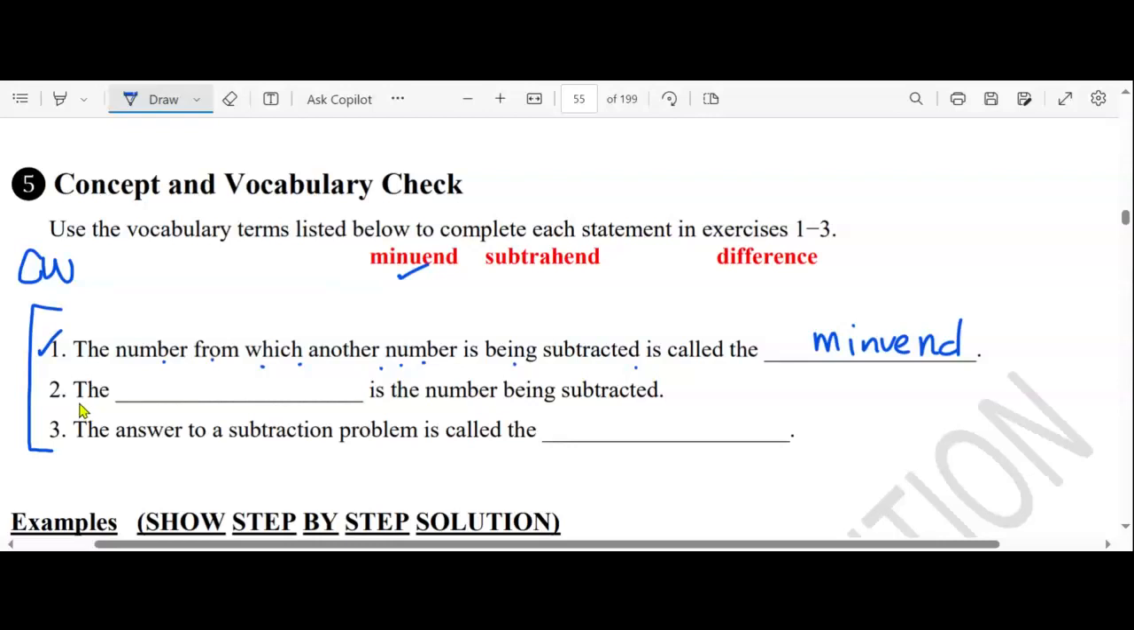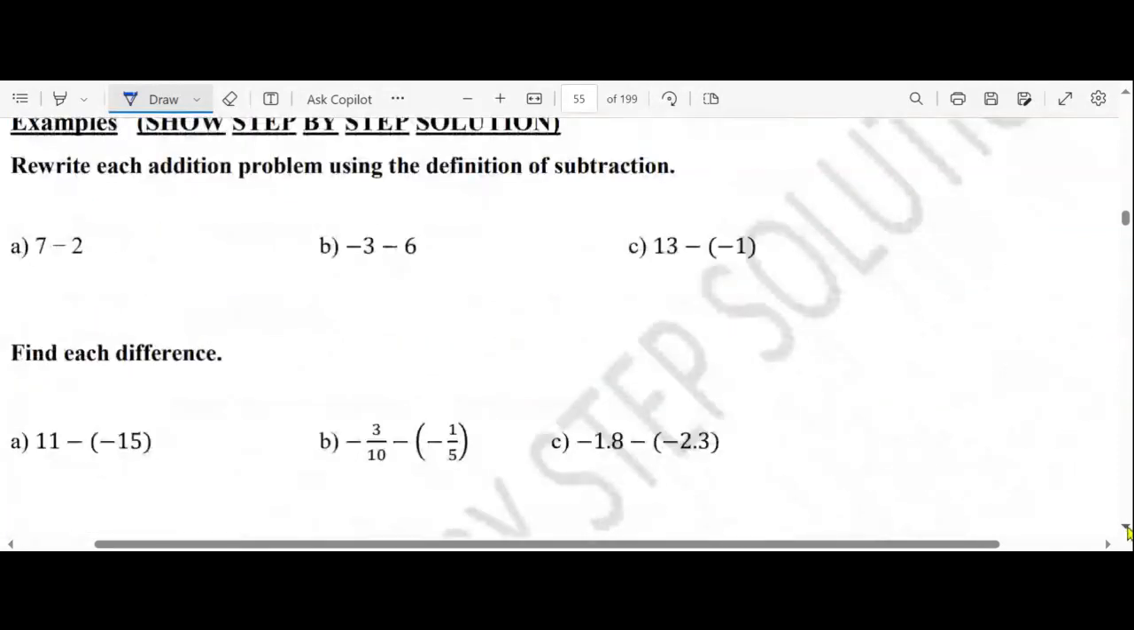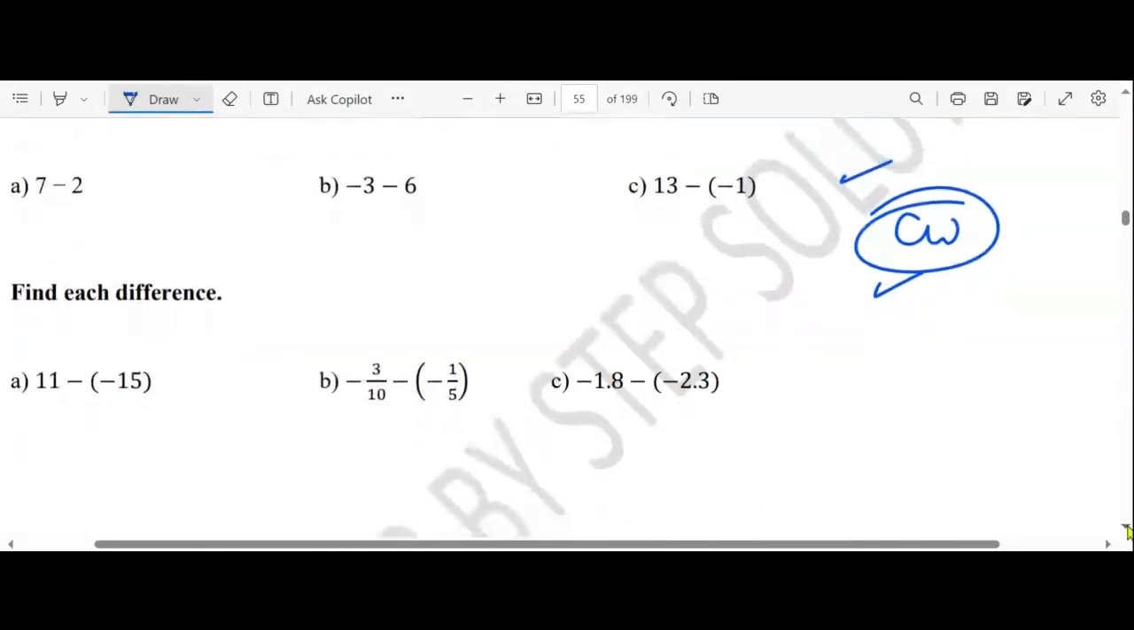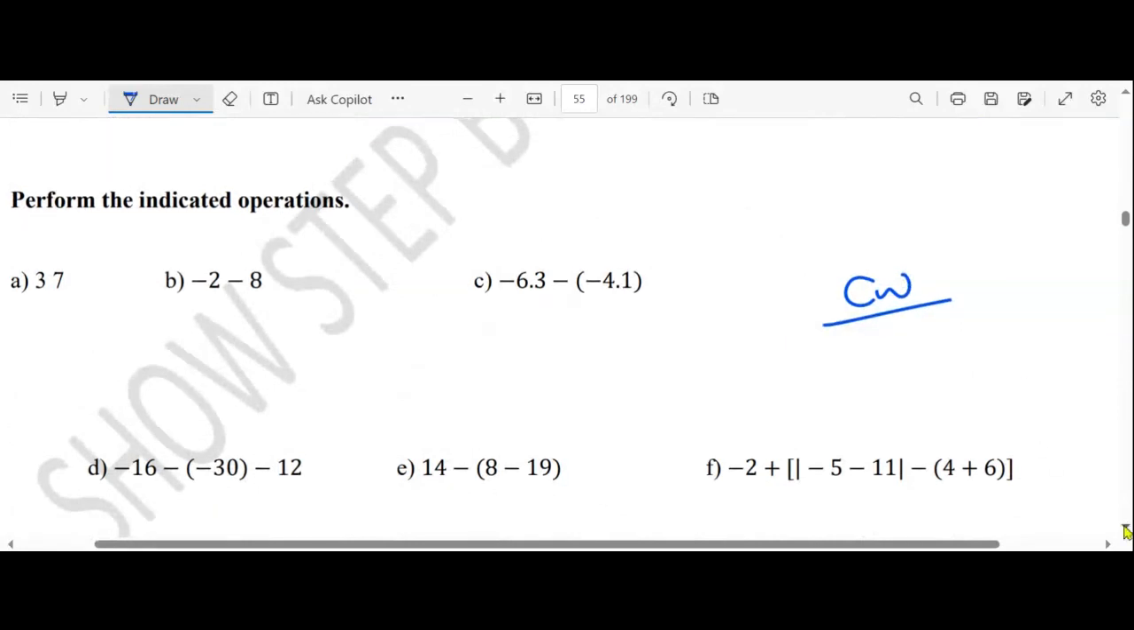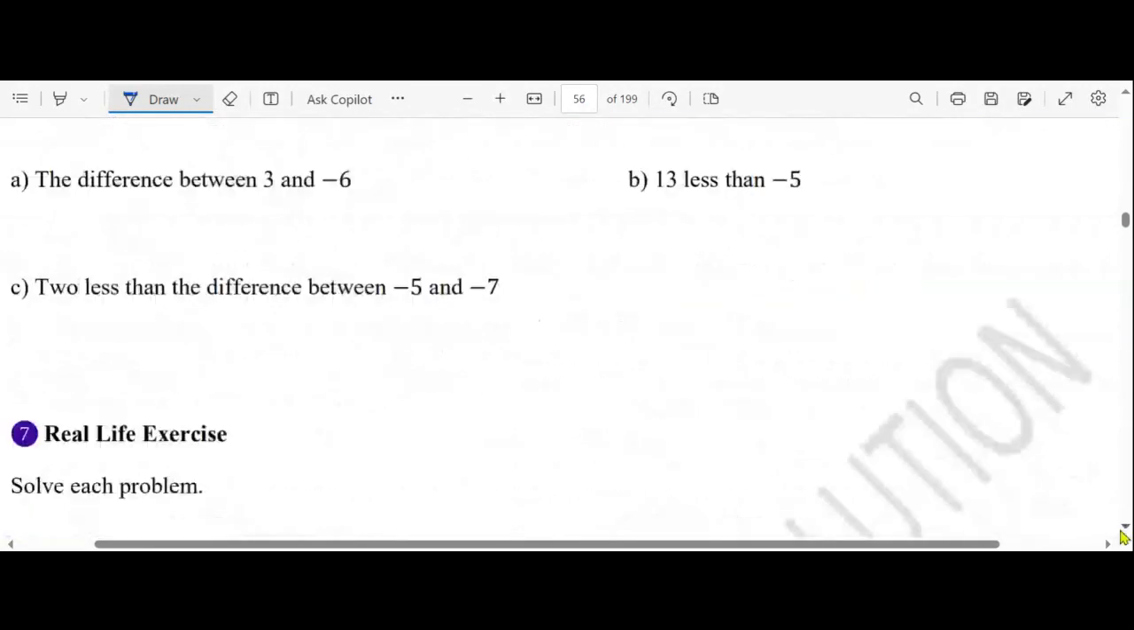Subtract. So there is the number being subtracted. Subtrahend. And the answer to a subtraction problem is called? Easy? Yes. That's the answer. Of course, those items here are very easy. Can you do this? Do it now inside your booklet. Finish? At least do one each, okay?